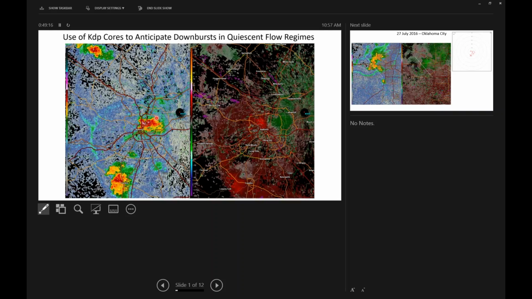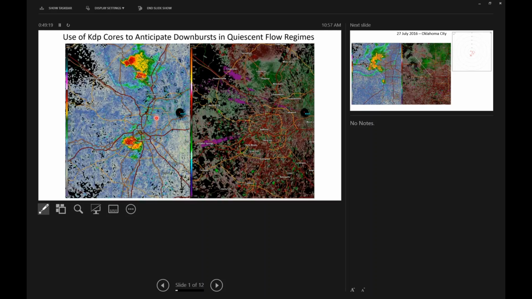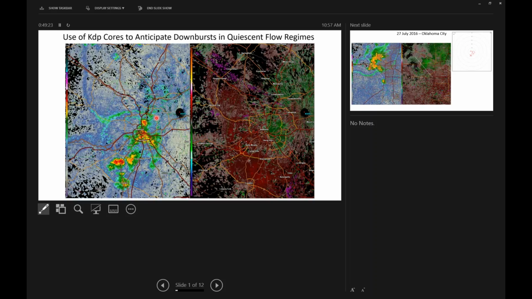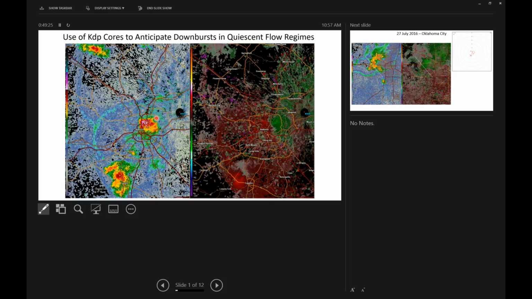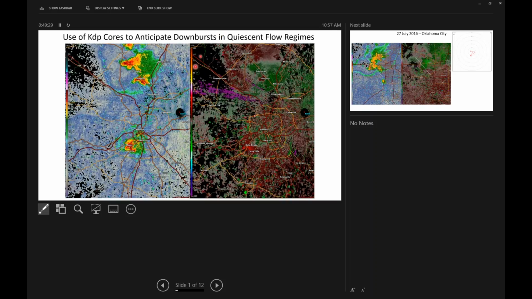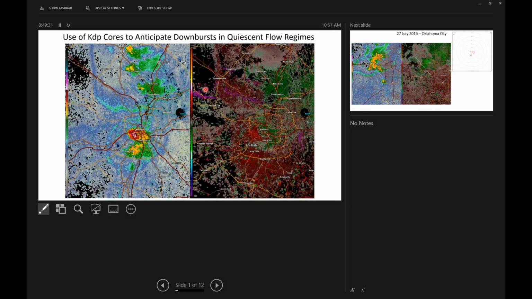Thinking back to what Tim was presenting earlier, if your warning forecasters have more solid science to really latch onto and can be more comfortable with the environment and the signatures that they're seeing, obviously that's really important to being able to provide the best service possible.